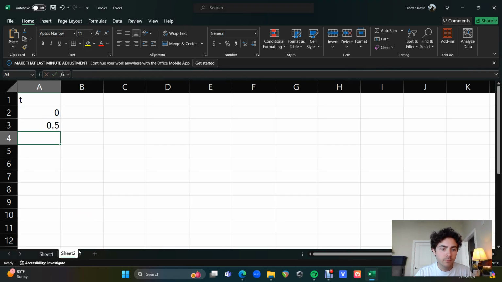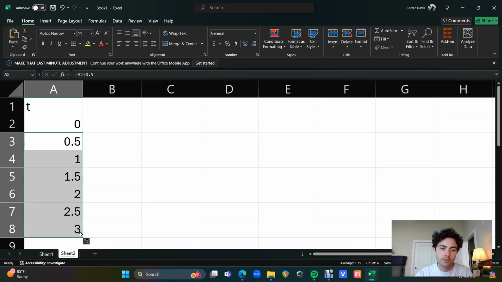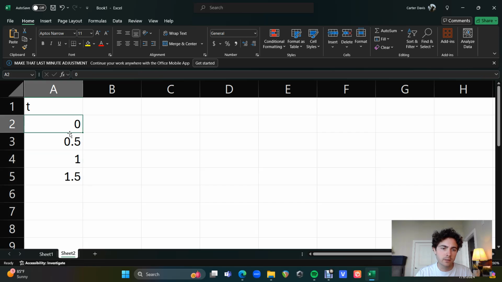And then again, all you have to do is drag this down to get to 1.5. It's going to apply whatever rule you put into it as far as you drag it down, right? So they just wanted to go from 0 to 1.5, I think.